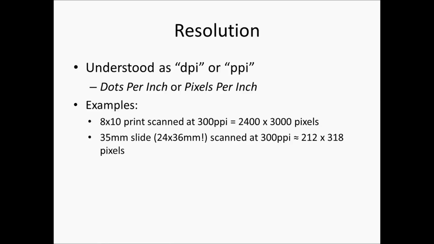Resolution is understood as DPI or PPI, dots per inch or pixels per inch. Some examples: an 8x10 portrait, if you scanned it at 300 dots per inch, you would come up with 2,400 pixels by 3,000 pixels. A 35 millimeter slide is much smaller, and scanned at 300 dots per inch would only add up to 212 pixels by 318.